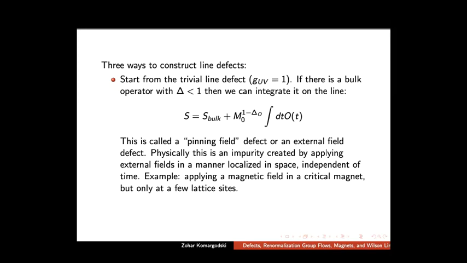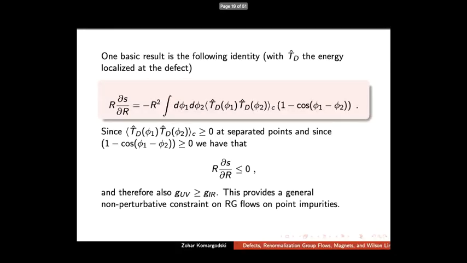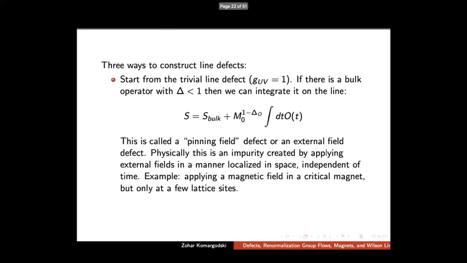So this would be called a thinning field defect or an external field defect. Now, the g theorem that I told you about has a very interesting implication: it immediately says that all such defects cannot be screened in the infrared. Because if g in the ultraviolet is 1, g in the infrared cannot be 1. It has to be strictly smaller than 1 by the inequality that they proved.